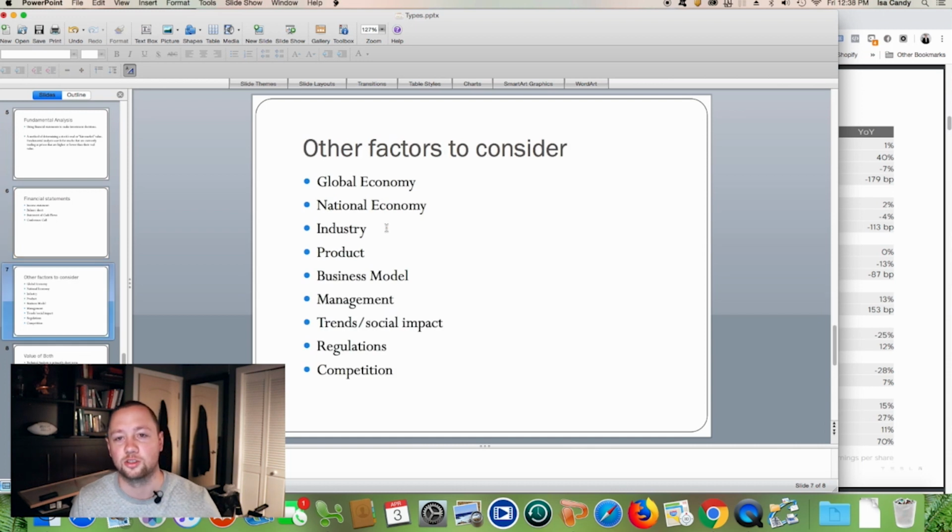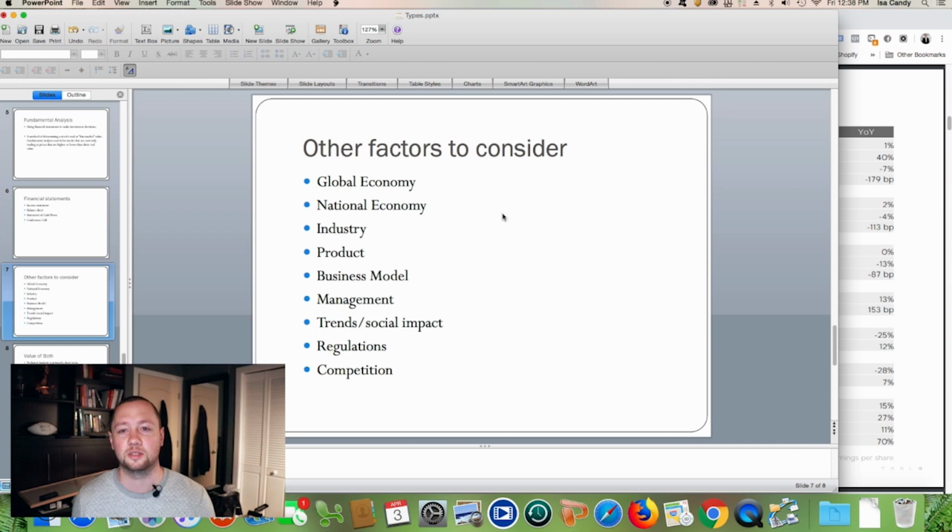The other factors that you also need to consider when you're buying anything and making an actual investment are the global and national economies. For instance, right now we're in the middle of COVID-19, and the global economy is drastically slowing down. Everything is slowing down as consumer spending is slowing down and people are staying at home. So you might not want to be in the tourism industry right now. You might not want to be in the airlines right now because nobody's going to be flying.